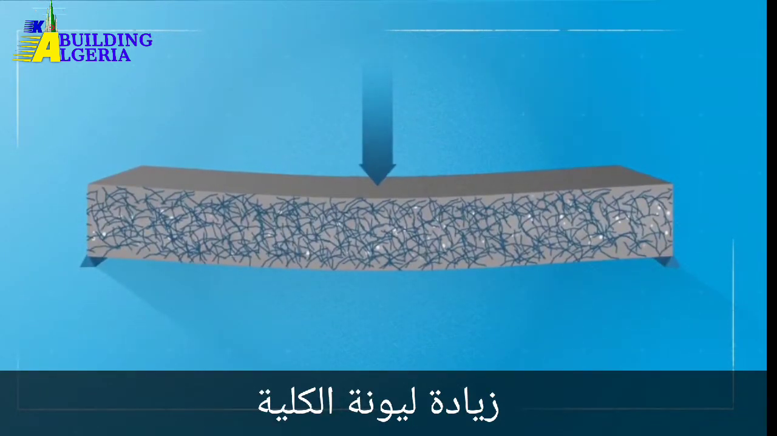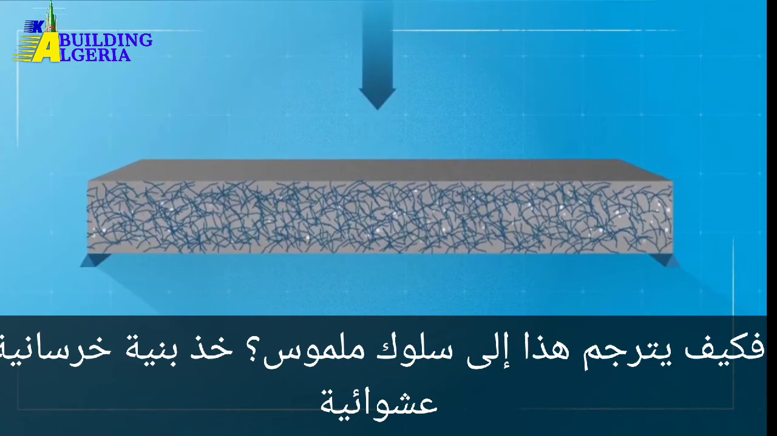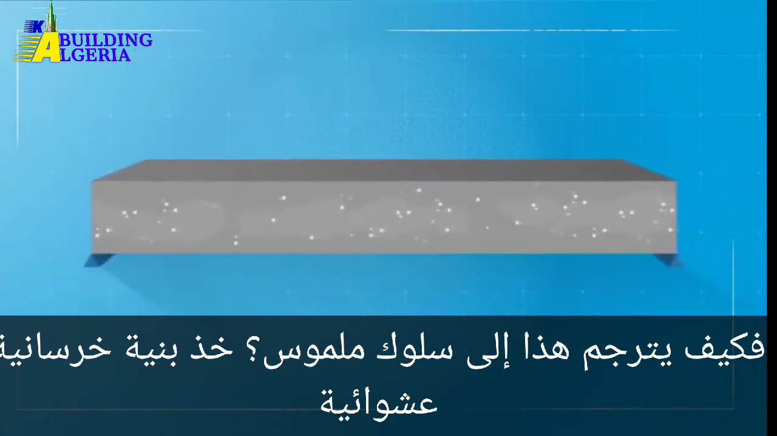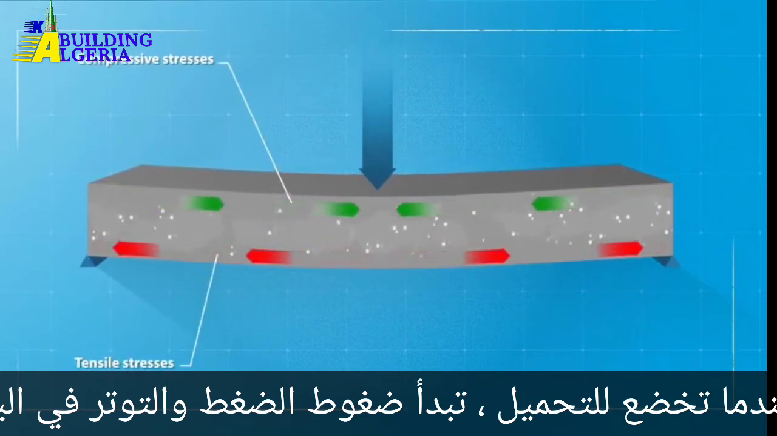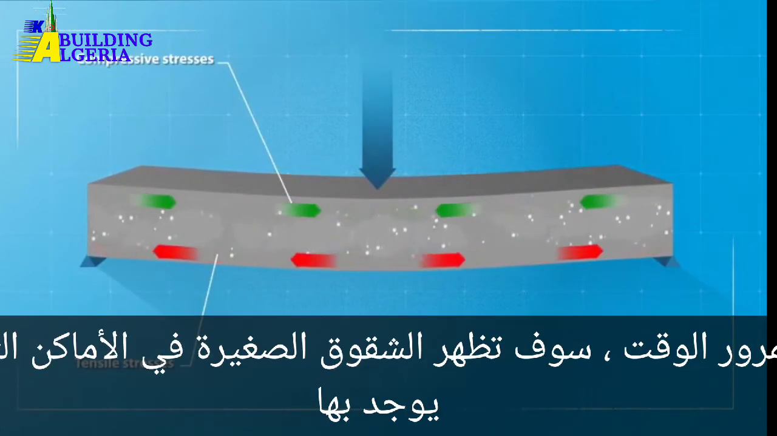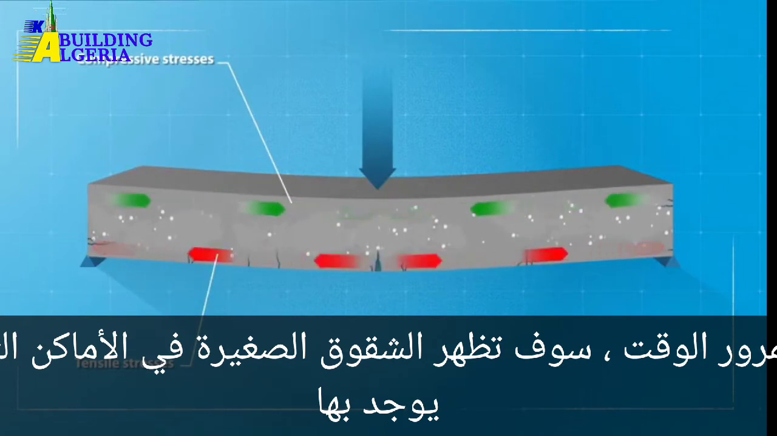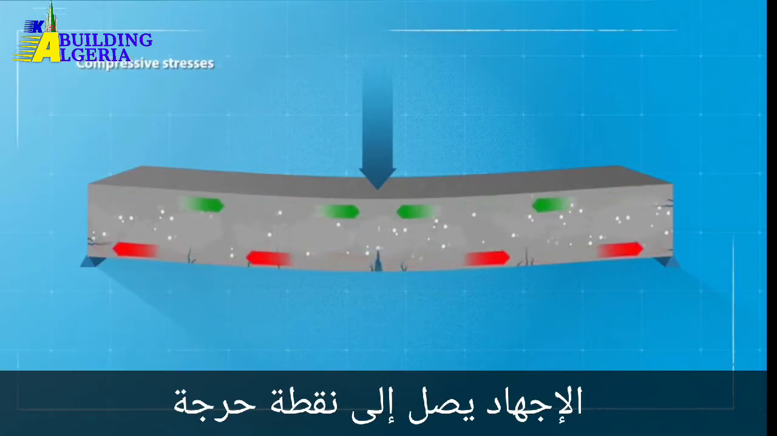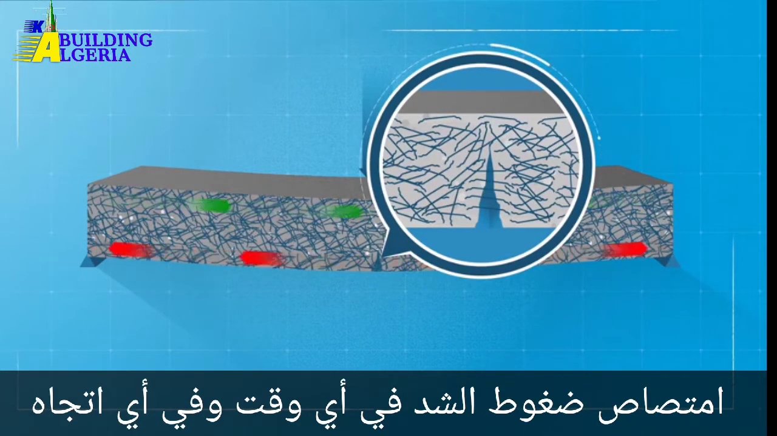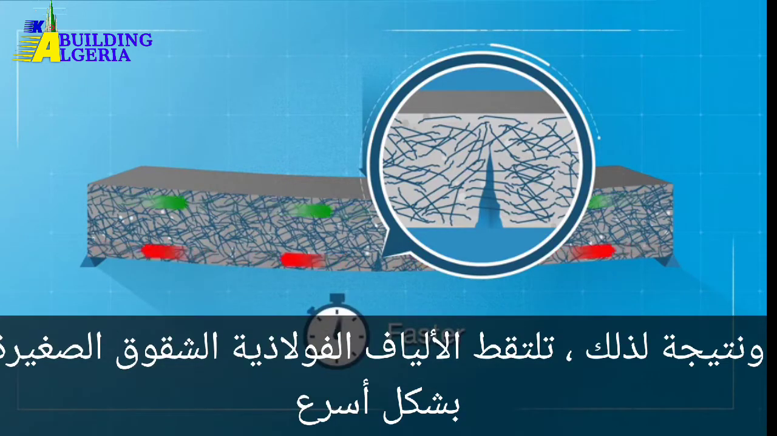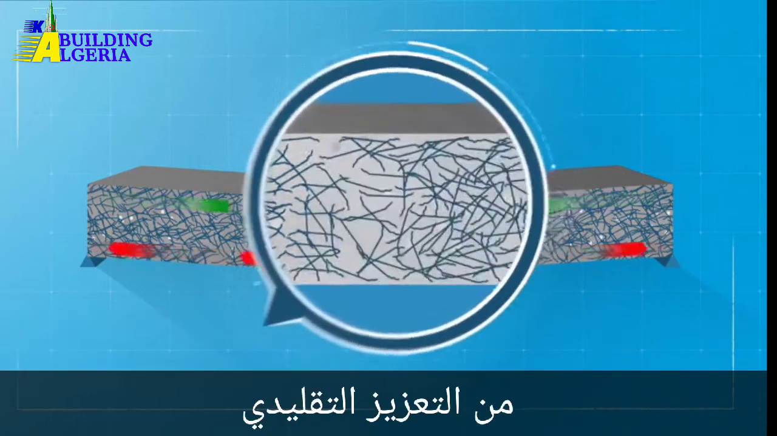So how does this translate into concrete behavior? Take a random concrete structure. When subjected to loading, compressive and tension stresses start to build. Over time, small cracks will appear in places where the stress reaches a critical point. Steel fiber interacts within the concrete matrix, absorbing tensile stresses at any point and in any direction. As a result, steel fiber picks up small cracks much faster than traditional reinforcement.